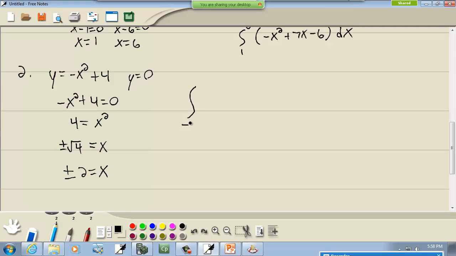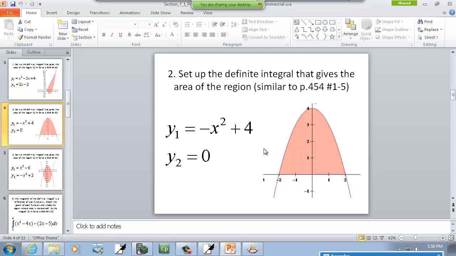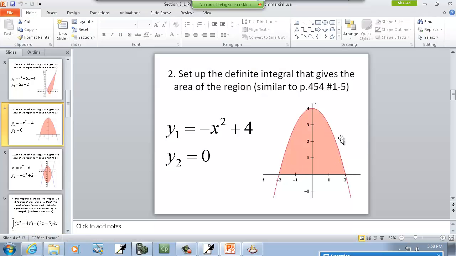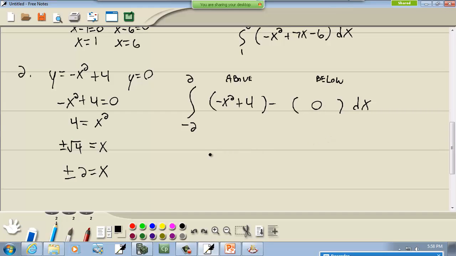We said it's type 1, so negative 2 to 2, and we got our above, and we got our below. Our graph that's above is this red, curved graph, which is negative x squared plus 4. And the graph that's below is the 0 here, so put 0 there. And then I'll do a little bit of simplifying. I won't actually find it because it's just asking for the setup. So I got negative x squared plus 4. The 0 doesn't actually do anything. And that'd be your answer.